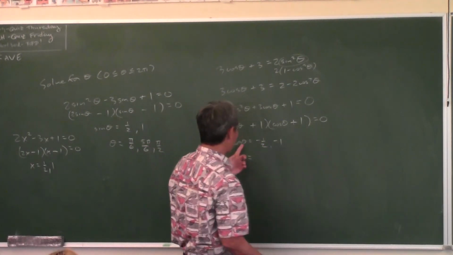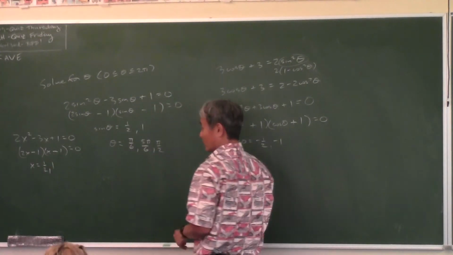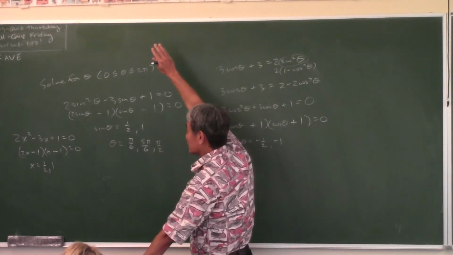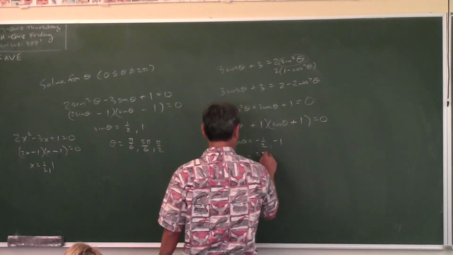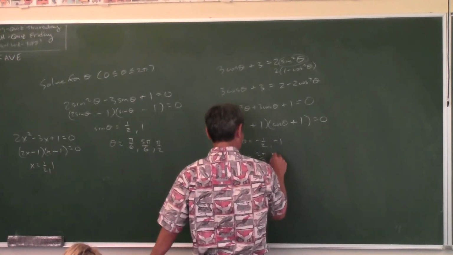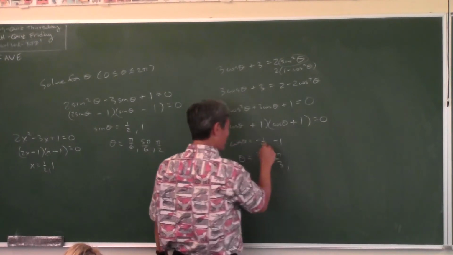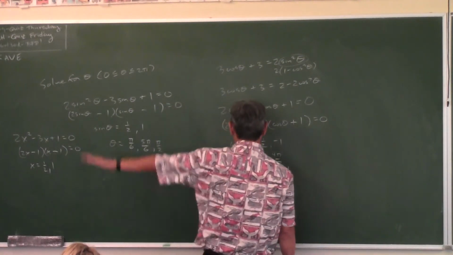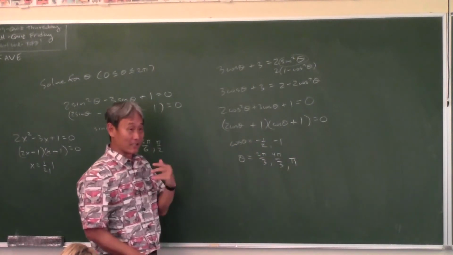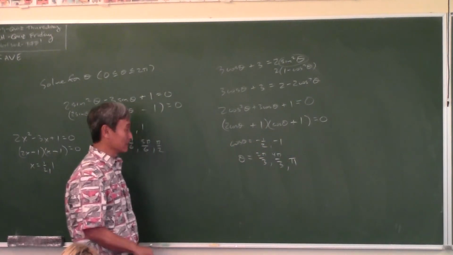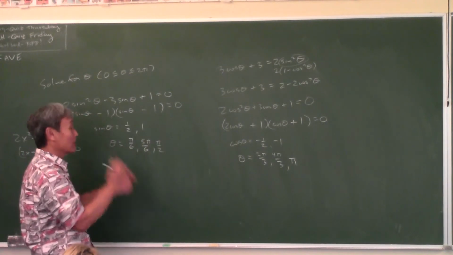Okay, cosine of what angle is -1/2? What about this one? Very good. Cosine of what angle is -1? Right. See, some of us are good at it, I can tell, and then some of us are just not, because we don't know.